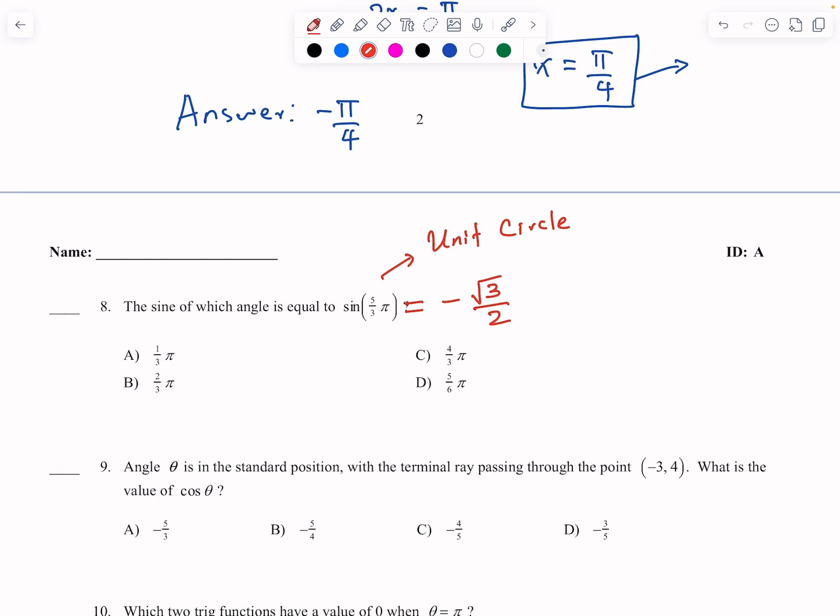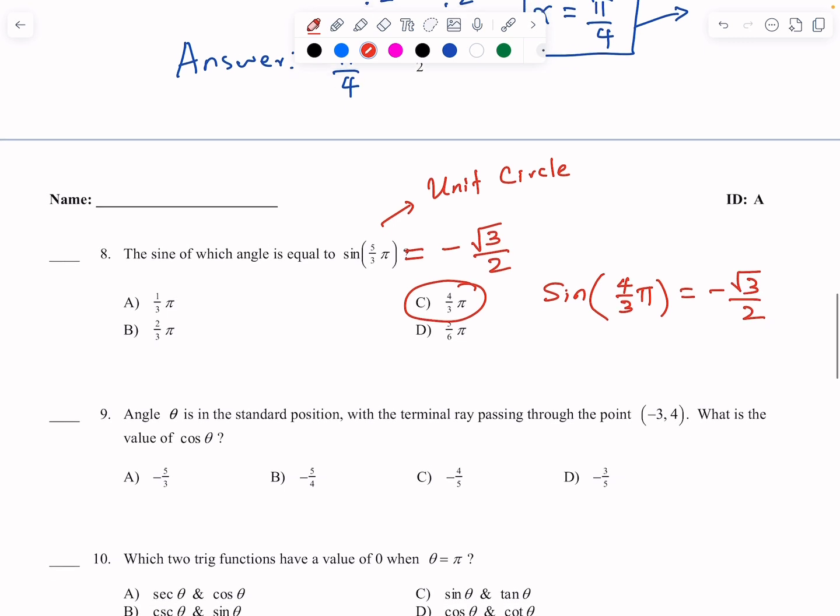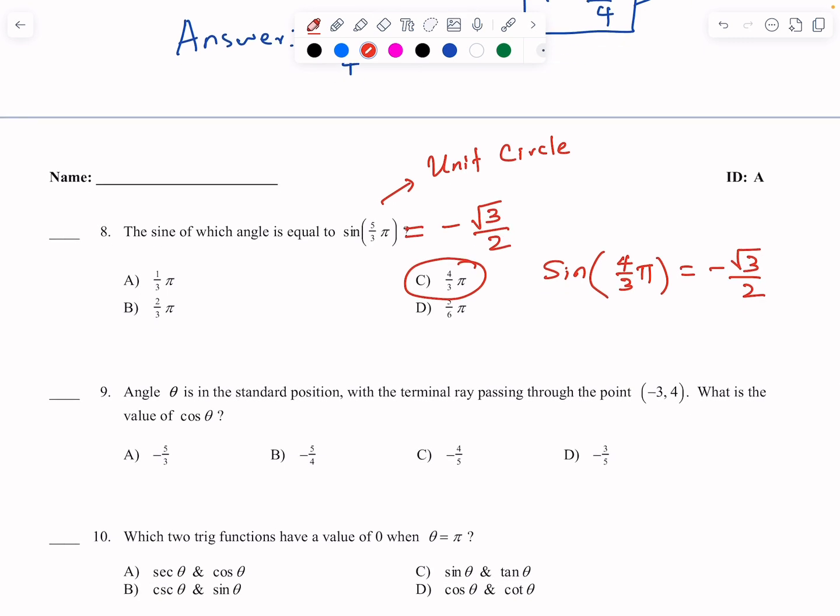The one that is going to have the same sine value as that is just this one, because the sine of 4 pi over 3 is the same thing as that too. So that will be the answer. You have to know your unit circle for that one. Now, let's go to question 9.